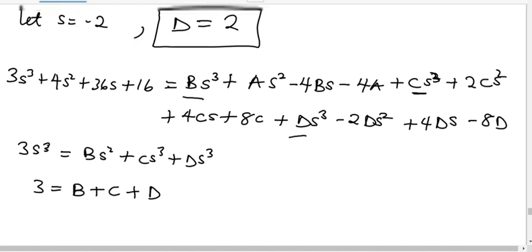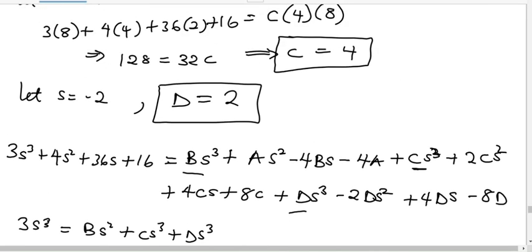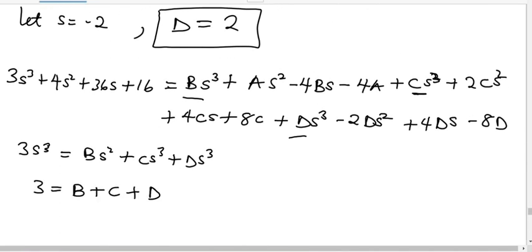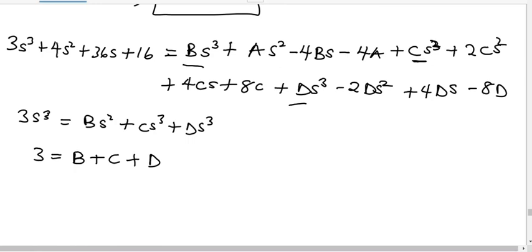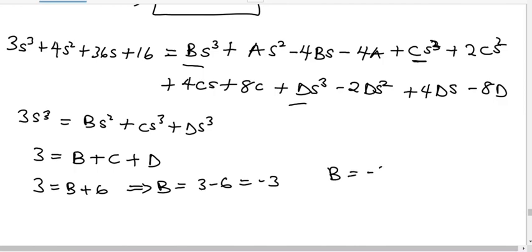And what is b? c is 4 and d is 2. So this will be 3 equals b plus 4 plus 2, which is 6. So this simply implies that our b is 3 minus 6, which is negative 3. So b is equal to negative 3.